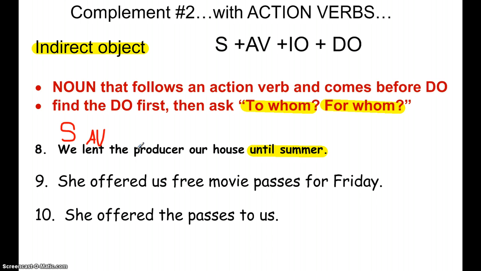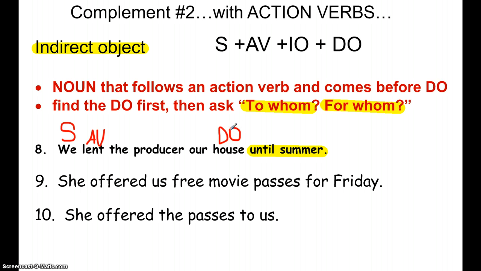Now this is where it gets a little bit tricky because we really could answer the question, we lent whom? We lent the producer. But if we think about that, that doesn't really make sense. You can't lend a producer to somebody else. And that's not what the sentence is talking about. We lent what? We lent our house.